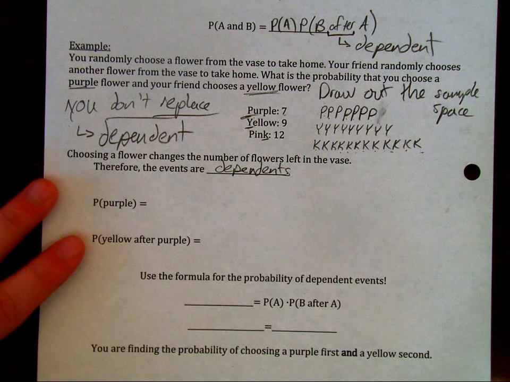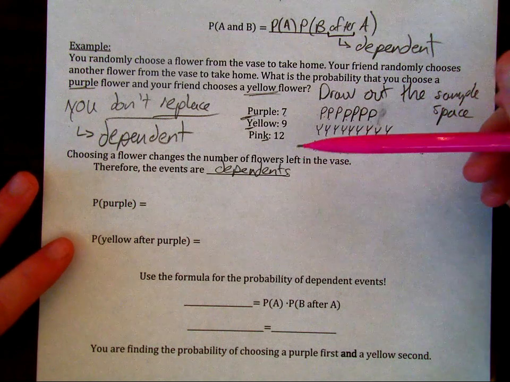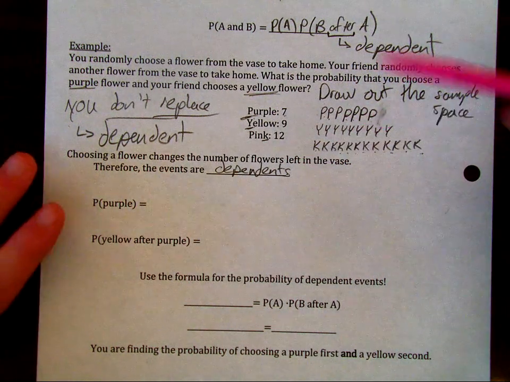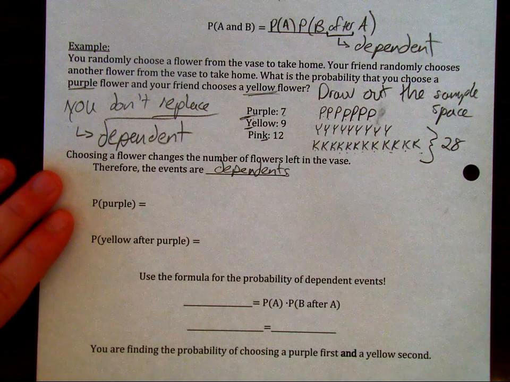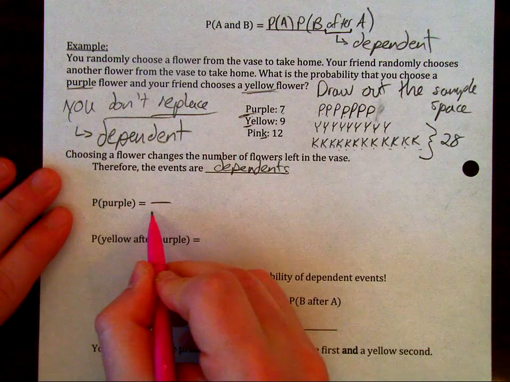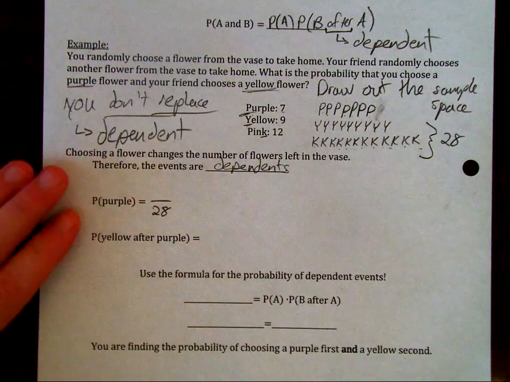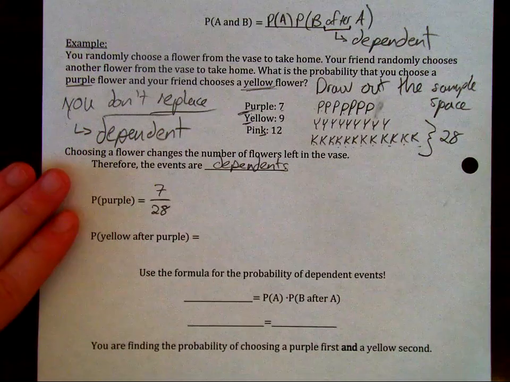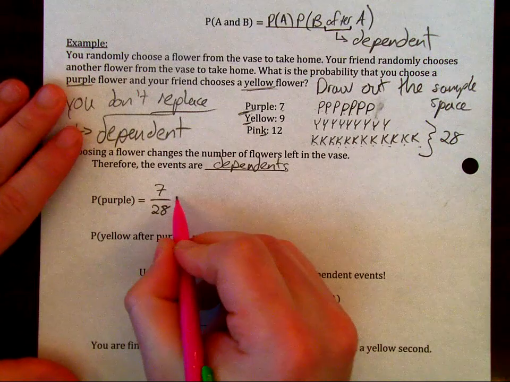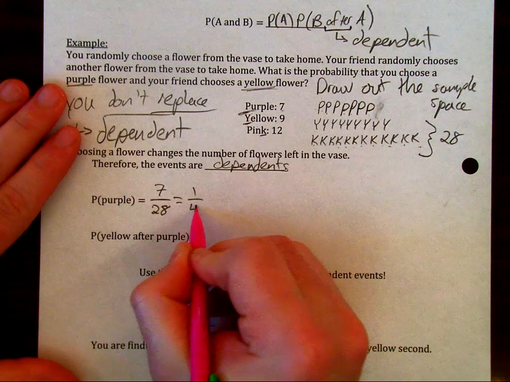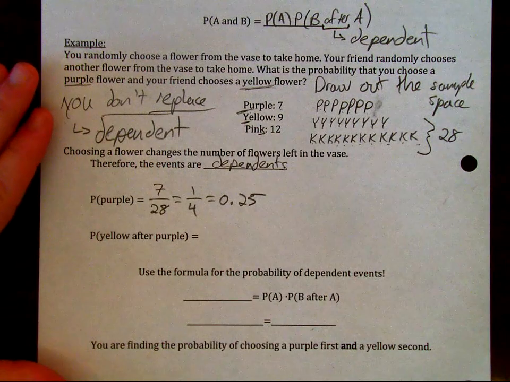So can someone tell me, how many flowers do we currently have? Very good. So we have 28. So 28 is going to be that first denominator, meaning we're going to put that on the bottom. How many purple flowers are there? 7. Very good. Again, I like to simplify first, so I like to say, all right, well, that is 1/4. That is also 0.25. Again, I will show both ways of multiplying fractions or decimals for you guys.